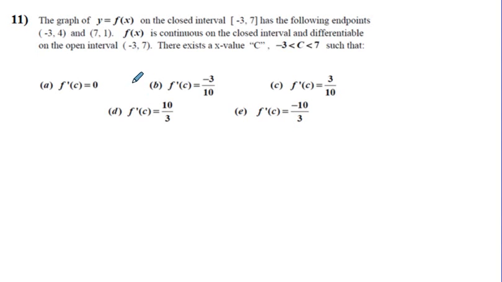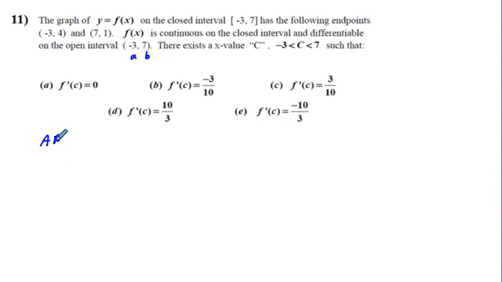Next, the graph of y equals f of x on the closed interval from negative 3 to 7 has the following endpoints. We're given endpoints negative 3, 4 and 7, 1. F of x is continuous on the closed interval and differentiable on the open interval. There exists an x value c between negative 3 and 7 such that f prime of c equals something. What we're looking for is going to be found in our average rate of change. So again, we have negative 3 is going to be A, 7 is going to be B. So let's find that average rate of change. That's going to be our answer.